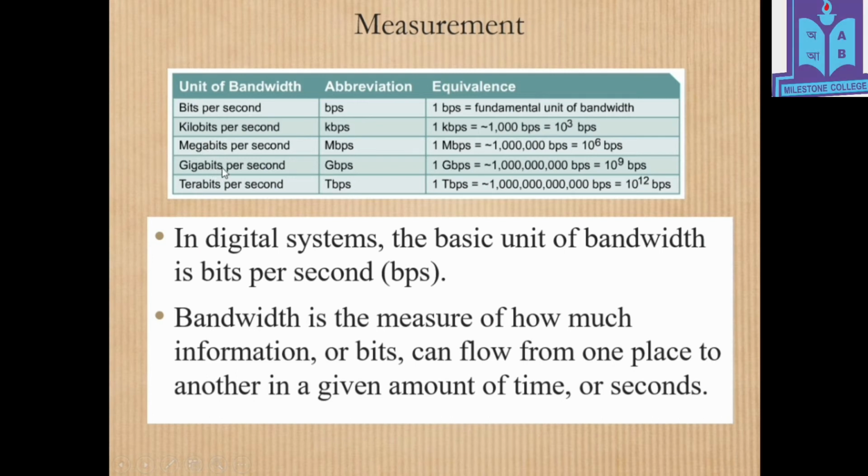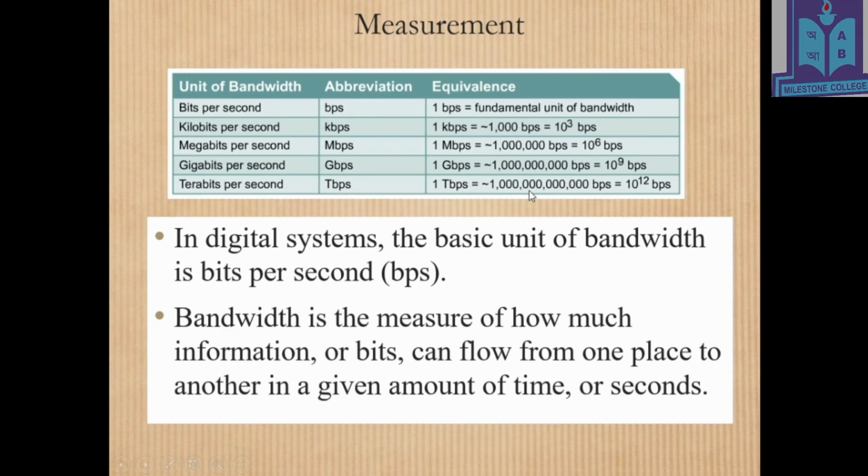And gigabits per second, that means Gbps. 1 Gbps equals 10 to the power 9 bps, that means bits per second. And after that we have terabit per second, that means Tbps. 1 Tbps equals 10 to the power 12 bits per second.